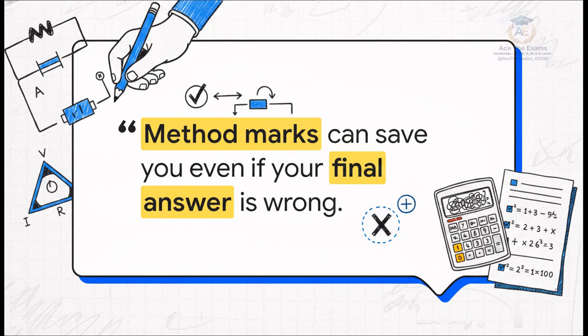But if you have used our framework, if you explicitly wrote down R equals V over I, if you clearly showed the substitution of your ammeter and voltmeter readings, the examiner will happily award you method marks for your procedural process. You are literally saving your grade by thoroughly documenting your math. Never, ever just write down a final number.